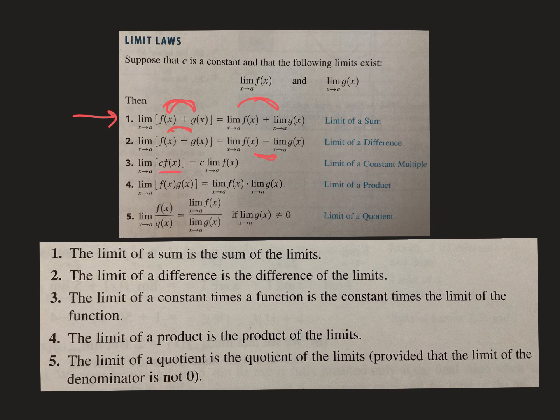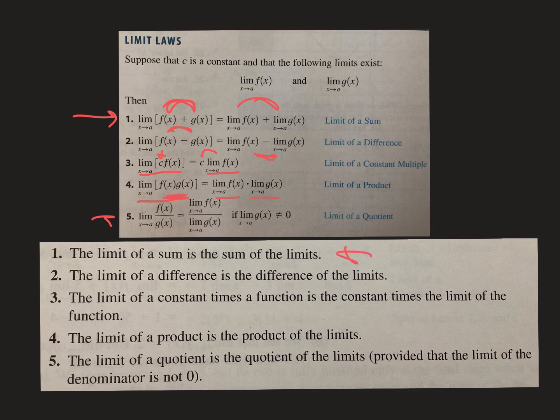If you have a limit of a function multiplied by a constant, you can find the limit of the function first and then just multiply it by the constant. If you have the limit of 2 functions multiplied together, you can find each limit individually and then multiply the 2 limits together. And the last one here, if you have 2 functions that are divided, you can find the limit of each function and divide, as long as the limit of the bottom one is not 0.